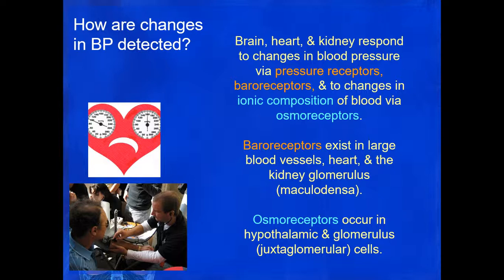How are changes in blood pressure detected? Our brain, heart, and kidneys respond to changes in blood pressure via pressure receptors, baroreceptors, and to changes in the ionic composition of blood via osmotic receptors. Baroreceptors exist in large blood vessels, the heart, the kidneys, the glomerulus, and the macula densa. Osmoreceptors occur in the hypothalamus and in glomerulus juxtaglomerular cells.